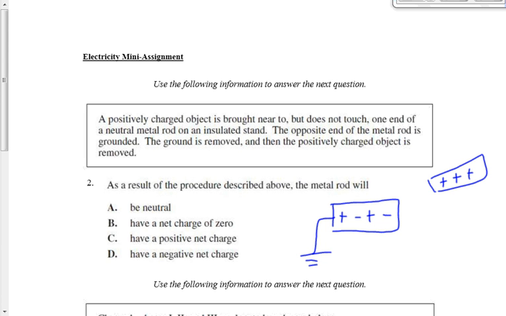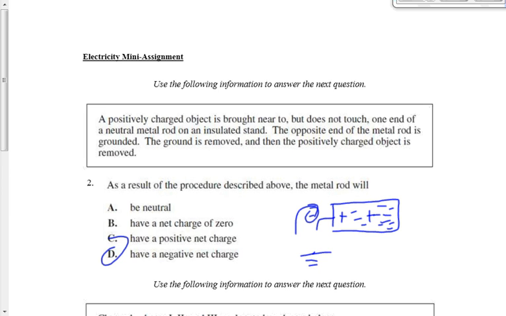Negatives are going to be attracted to that, right? So the negatives are going to be pulled to the right-hand side. But then we're also going to get more negatives pulled up in there from the ground. We cut that ground wire. Then we take this away. Well, the object is negatively charged, and the electrons have no way of getting back to the ground. So the answer is going to be D for number 2 as well.